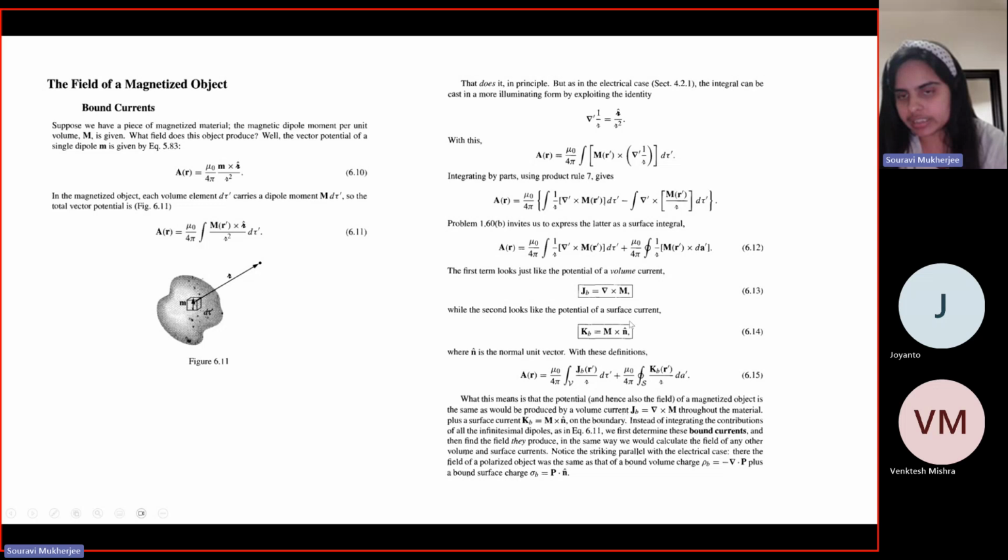One is a volume current and another is a surface current. And if you consider the effects of these two currents, you would get the effect of your net magnetized object. These currents are actually bound currents which arise because of magnetization inside your object. So it's not what you freely apply externally. It's a property of your material. And it's similar to how you had bound volume charge and surface charge in the case of electrostatics.